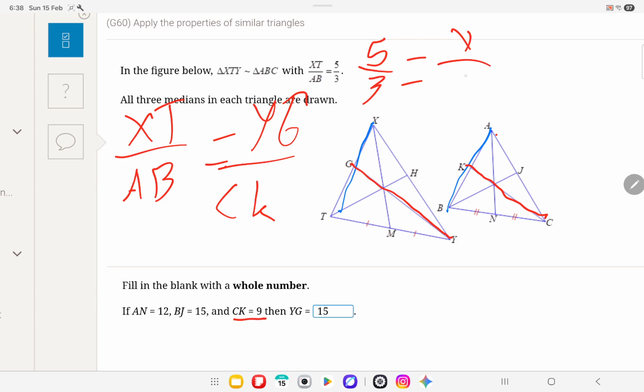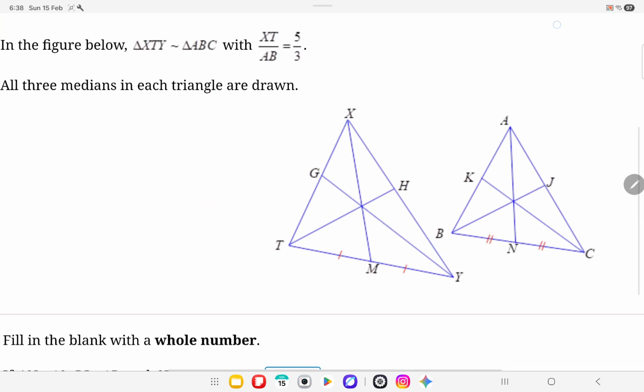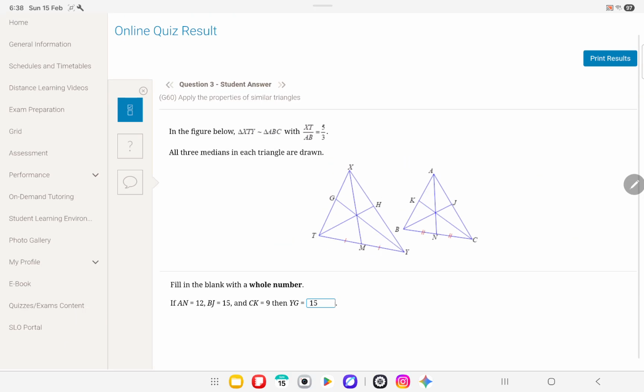YG we don't know, so we keep it as x over CK. Here CK is 9, so 9. We do cross multiplication, it will be 45 is equal to 3x. Divide by 3 on both sides, it will be x is equal to 15. So the answer is 15. So again, we do this over this, then we do this over this, and then we cross multiply. Very easy.